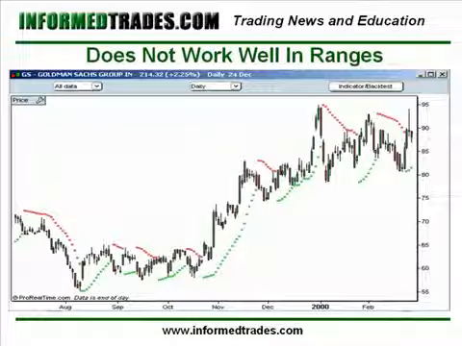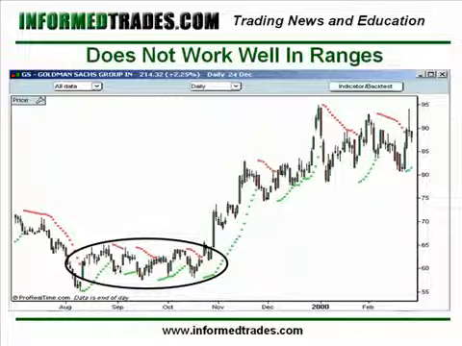The indicator does not work well at all in ranges, and as you can see here on this chart of Goldman Sachs, if you do try and trade it in a range, you will get whipsawed a lot, and you're going to get stopped out of positions, and you're not going to be very profitable. Probably going to take some good losses doing that.